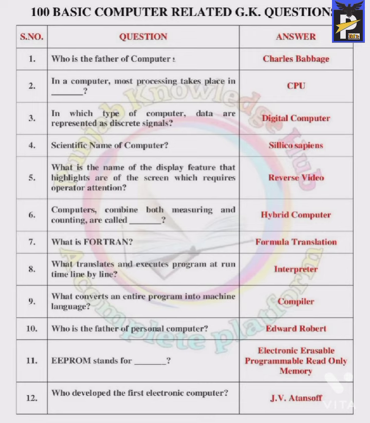What is the name of the display feature that highlights the screen, which requires operator attention? Reverse video. Computers combine both measuring and counting are called? Hybrid computer. What is FORTRAN? Formula translation. What translates and executes program at runtime line by line? Interpreter.